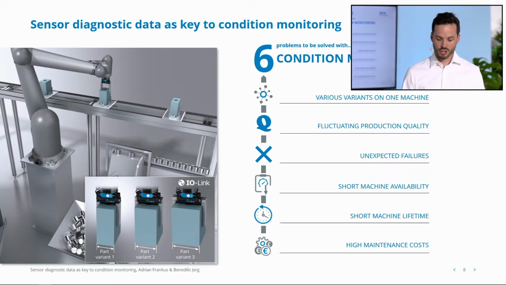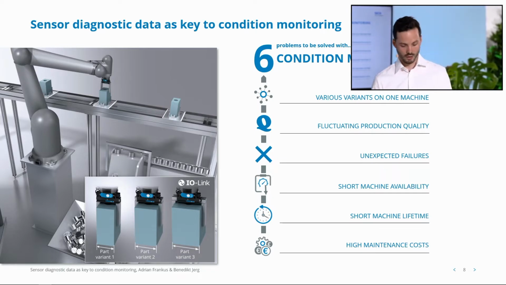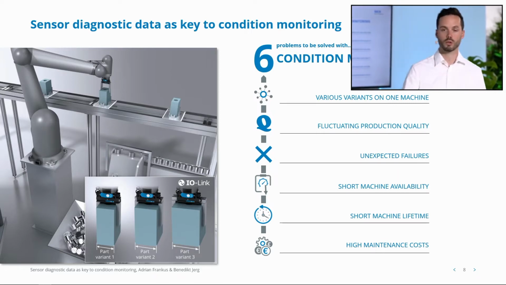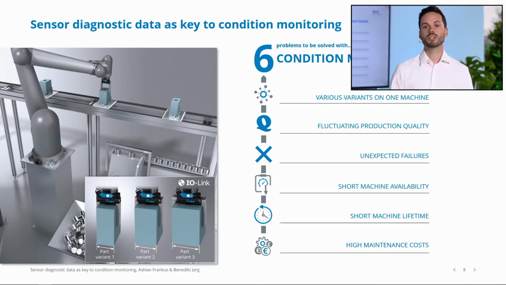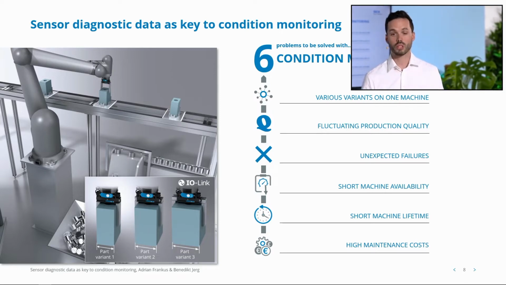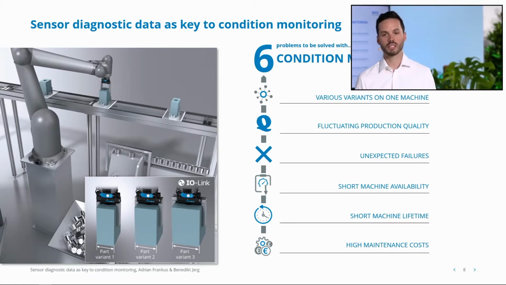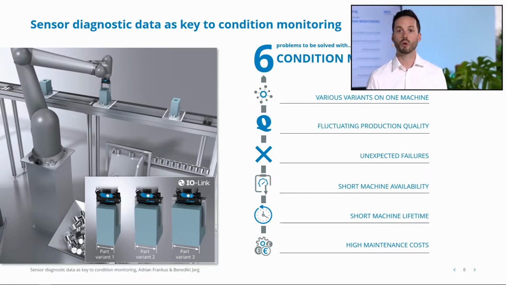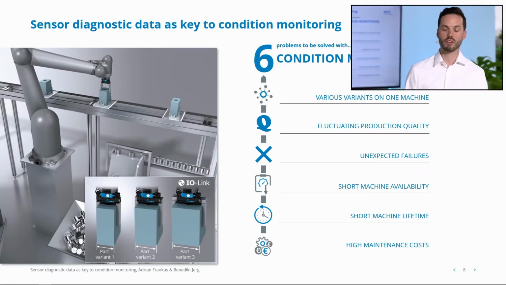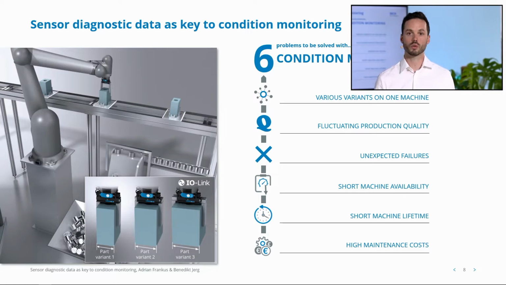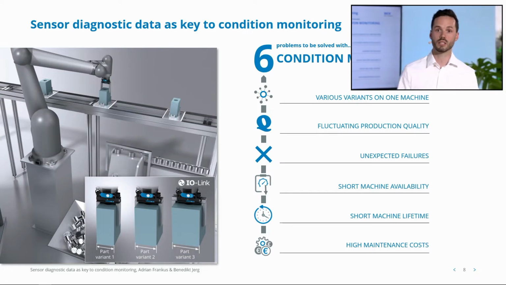So the challenges that need to be solved by condition monitoring are: there are various variants processed by actually one machine and the gripper. The production quality can fluctuate due to wrongly gripped workpieces. A leakage can lead to unexpected failures. Unplanned downtimes due to underperforming components in the actuator can lead to a short machine availability. And unauthorized machine adjustments can also lead to a short machine lifetime. Unplanned service interventions will, of course, cause high maintenance costs. So these are the problems we are dealing with in this application.